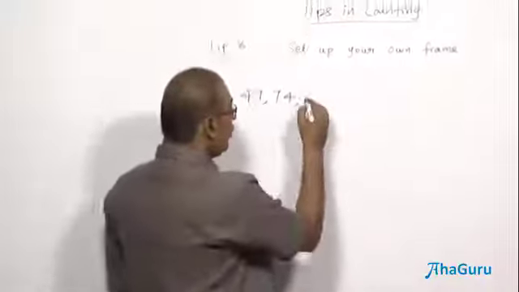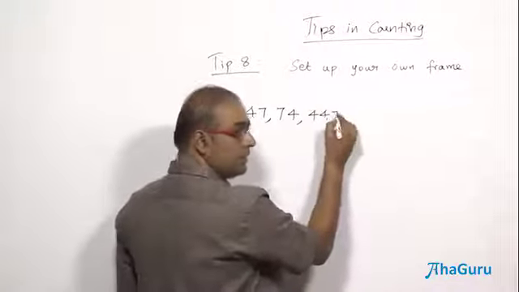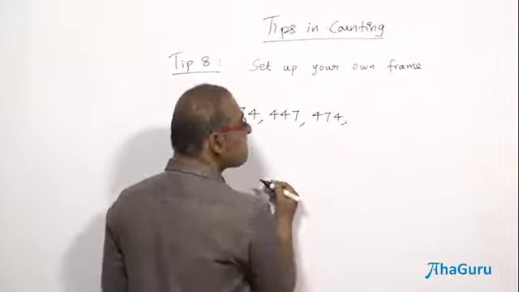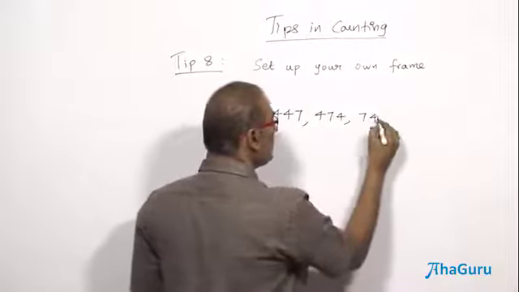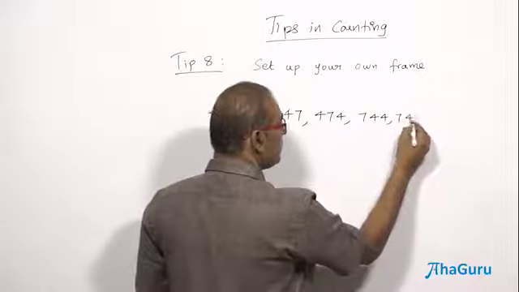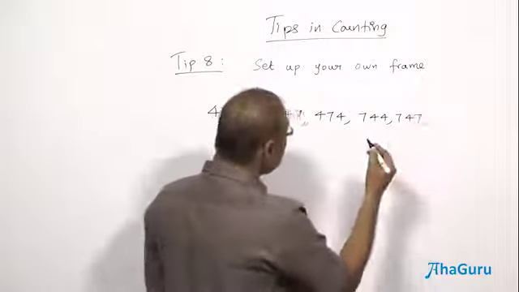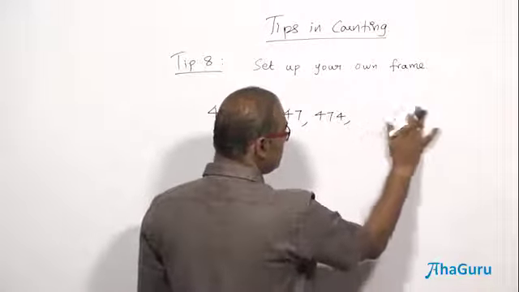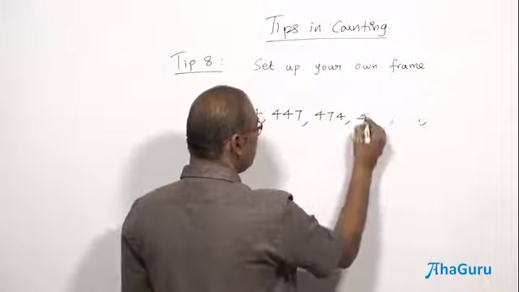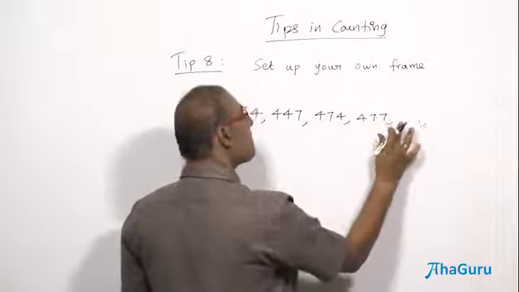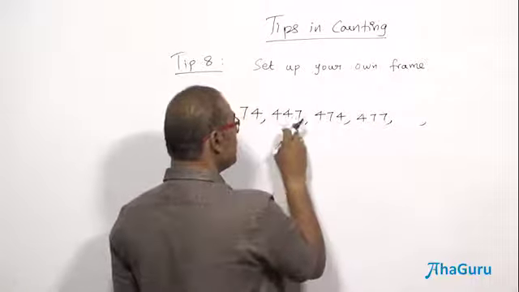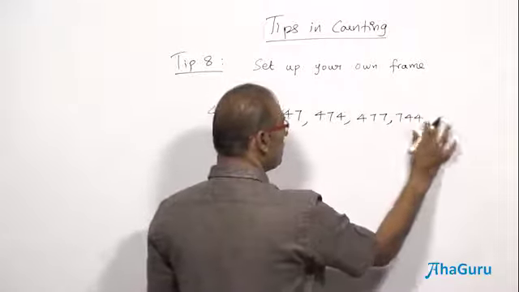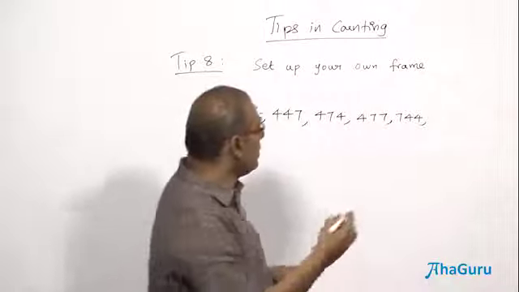Then I must use both 4 and 7, right? Then 7, then 4. 477 is missed, right? Good. 477. Then only the 700s. 744, right? So it goes on.